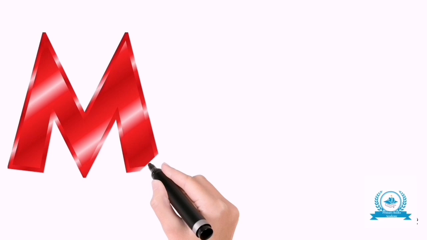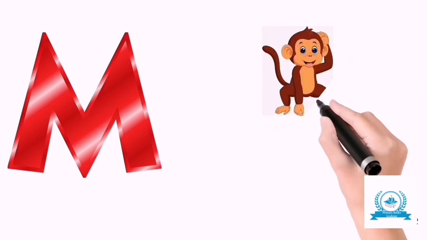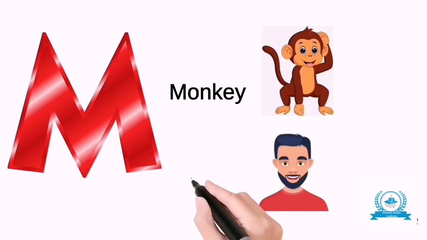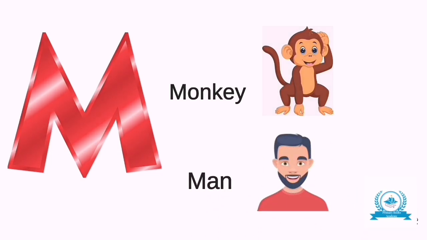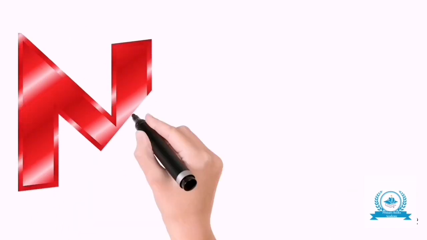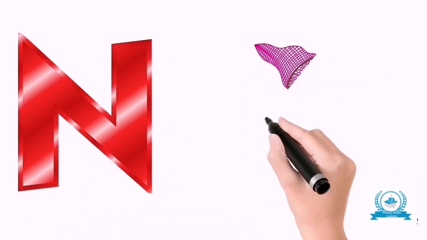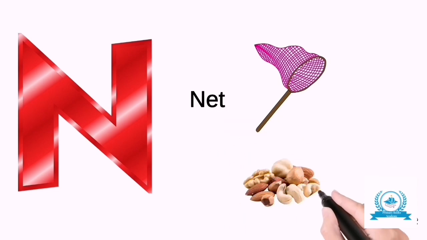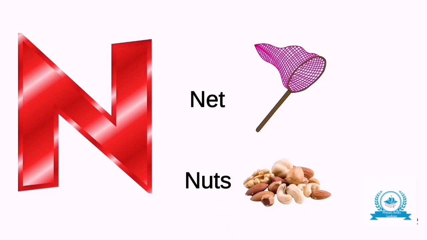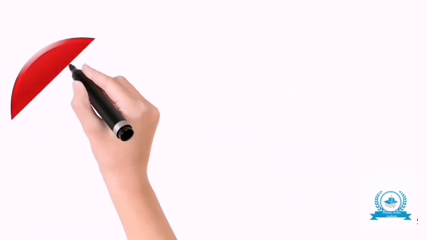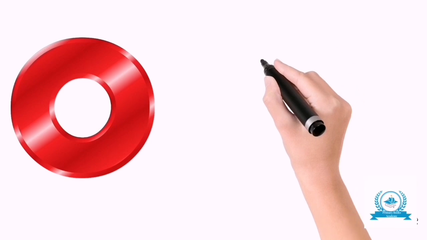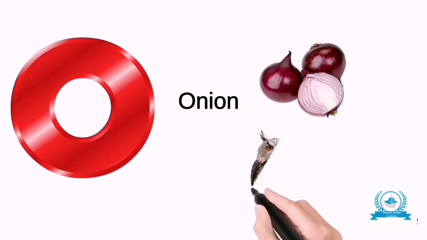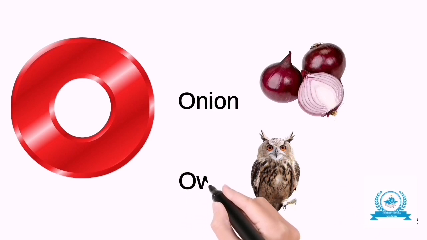M for monkey. M for man. N for net. N for nuts. O for onion. O for owl.